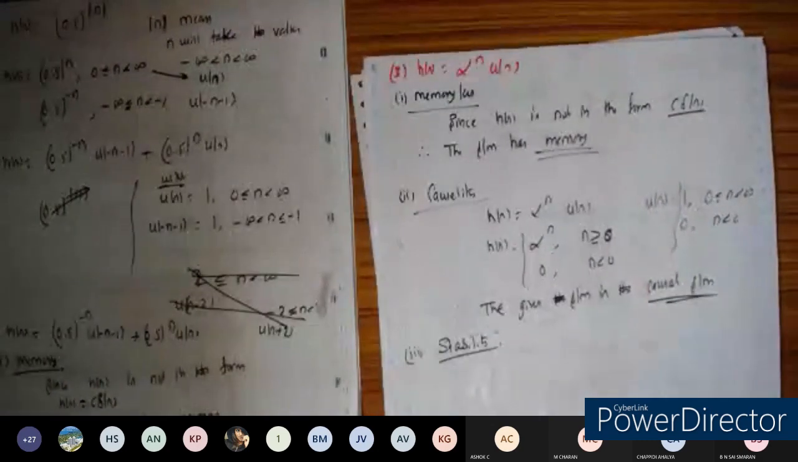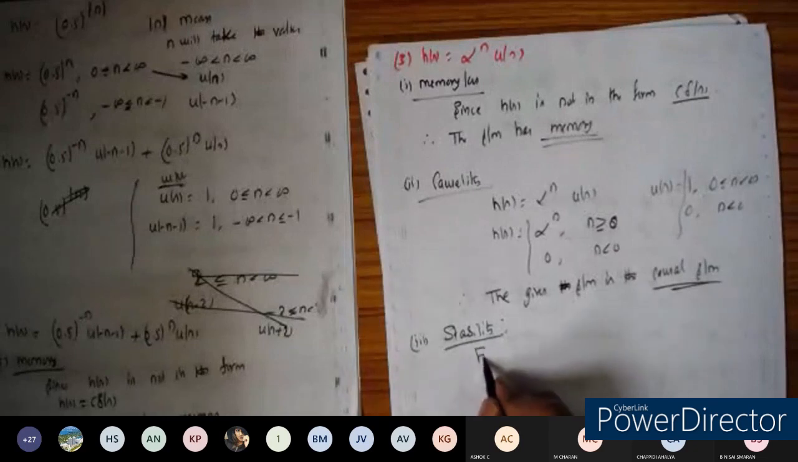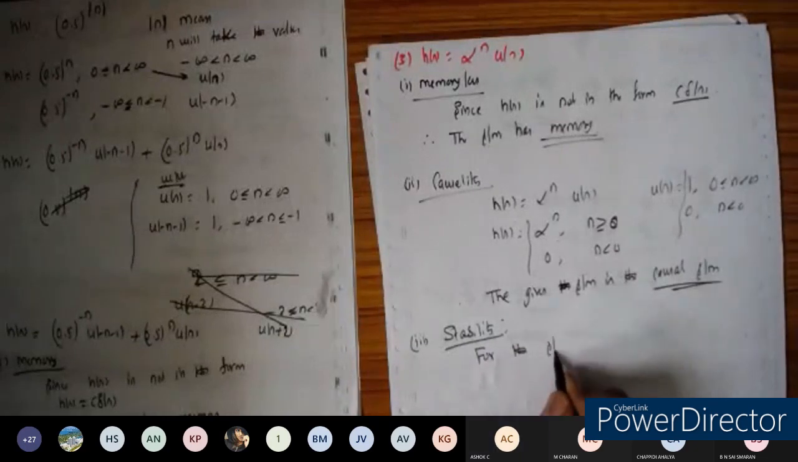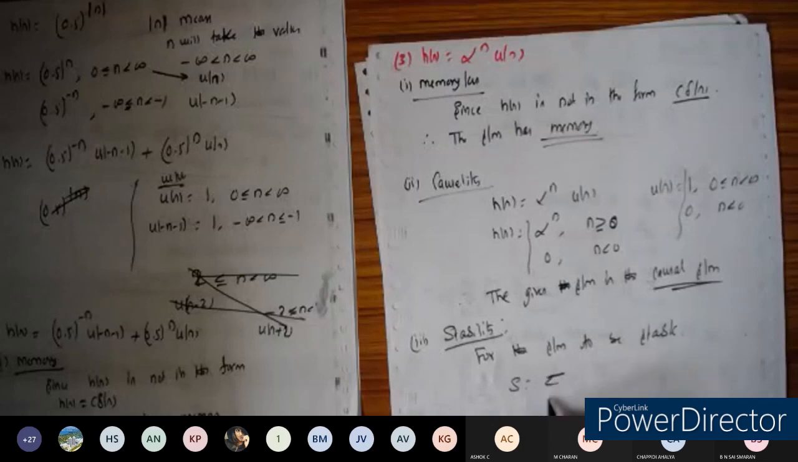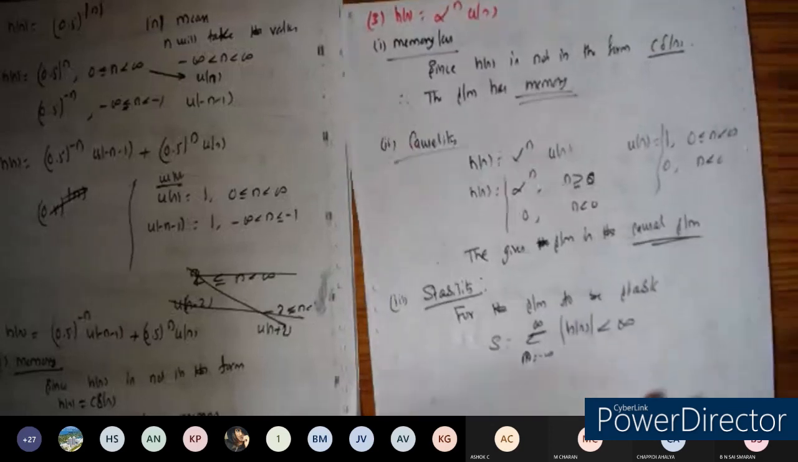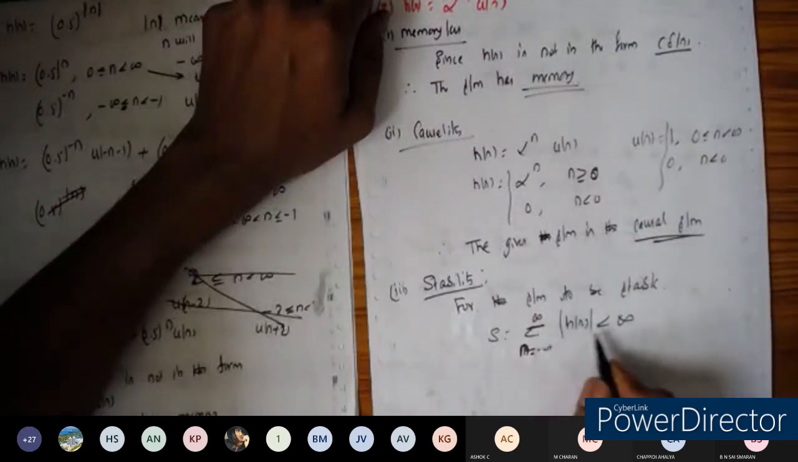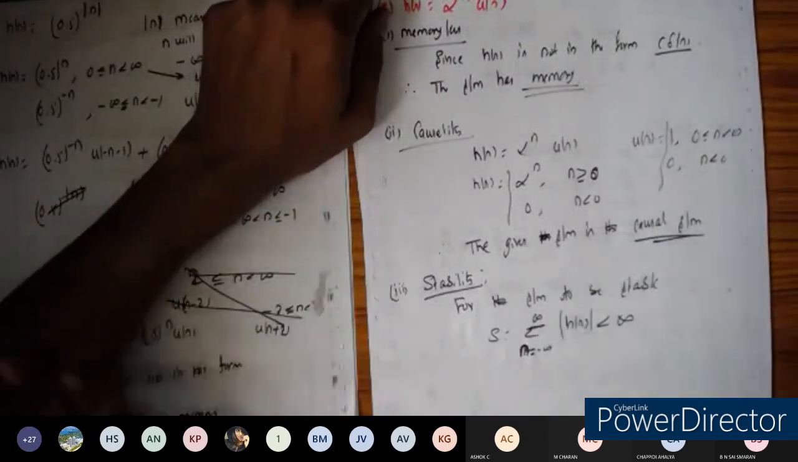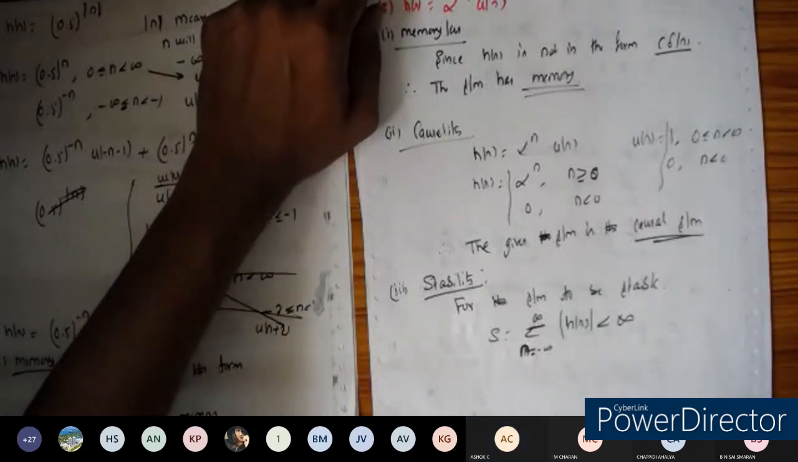Okay, so take next one. Stability. For the system to be stable, the condition is that the summation from n equal to minus infinity to plus infinity of the magnitude of h of n should be less than infinity.